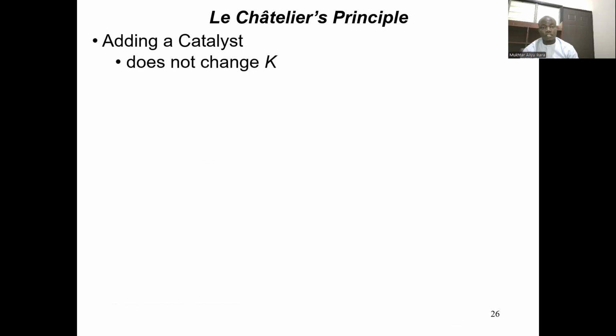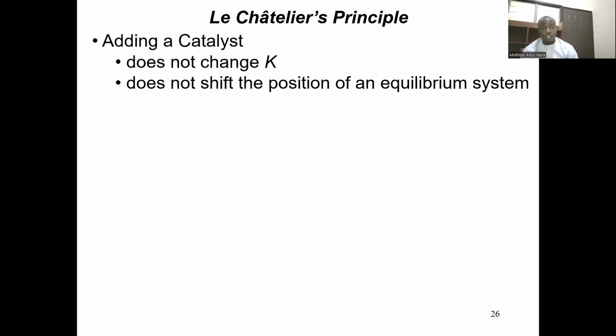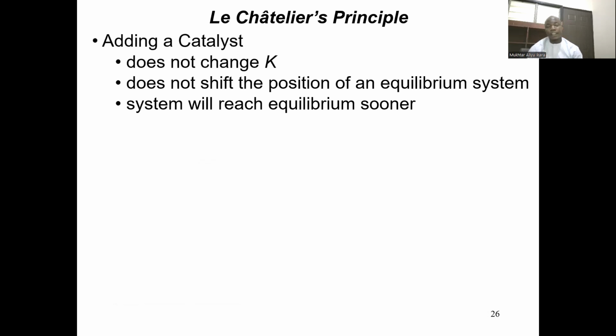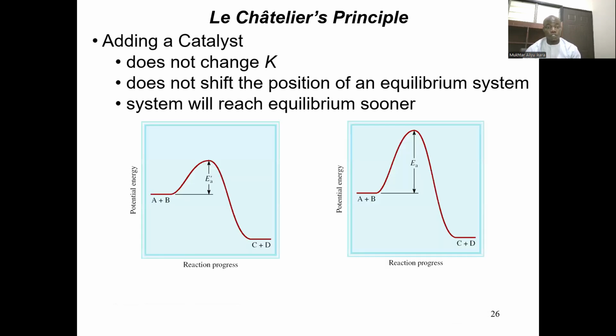So a catalyst does not change K. It doesn't change the equilibrium constant, and does not shift the position of the equilibrium system. The system will reach equilibrium sooner. It means that the rate of the reaction will increase. Generally when you are adding a catalyst, the catalyst usually decreases the activation energy so that the reaction can easily occur.